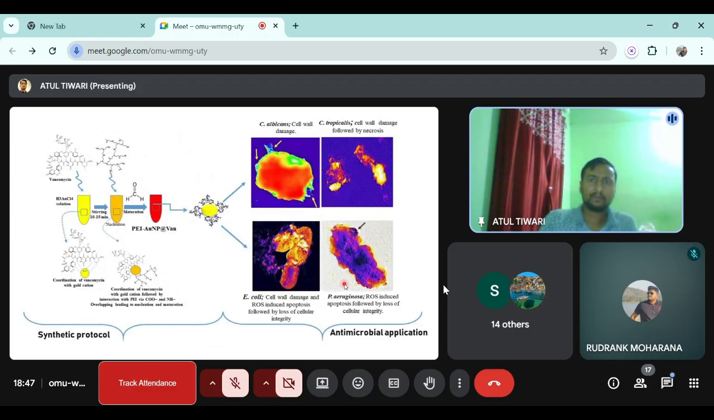So here in this slide, you can see the graphical representation of the whole work, of how we developed the vancomycin conjugated gold nanoparticles and their impact against broad spectrum microbes, even Candida and gram-negative bacteria.